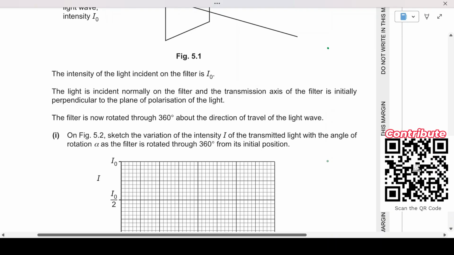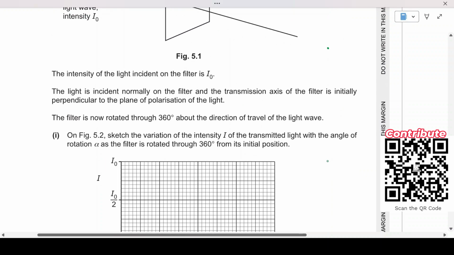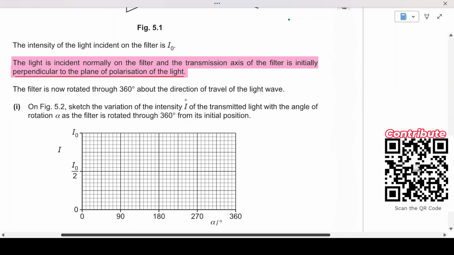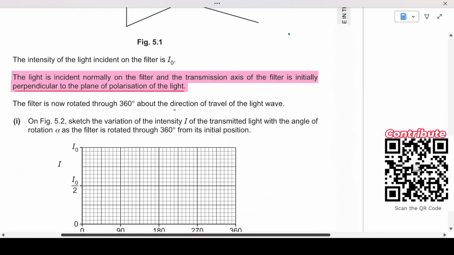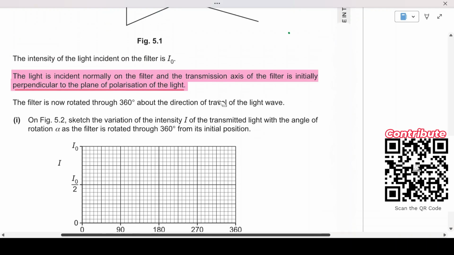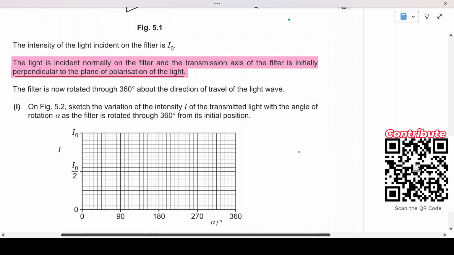The filter is now rotated through 360 degrees about the direction of. We need to draw the graph of the intensity with respect to the angle. Now this one is a little bit tricky because they have placed the second analyzer, and in this question the second analyzer, or the second polarizer, is rotated through different angles.